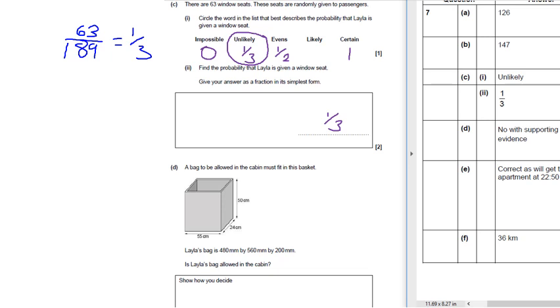Okay. Right. A bag allowed in the cabin must fit in this basket. Leia's bag is, these are in millimetres, so I'm going to just change them to centimetres, 48 cm by 56 cm by 20 cm. Will it fit? Well, that distance is okay. 48 would fit there, but this one is not fitting. So no. Okay, let's look at the marking scheme. It just says with supporting evidence. So we've got the answer no, but with supporting evidence. So you've got to show that you're doing some kind of working out there.